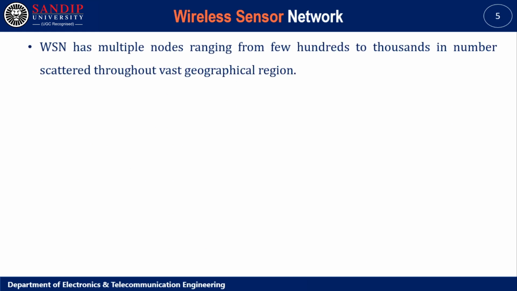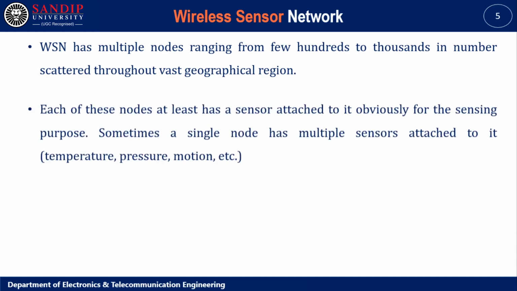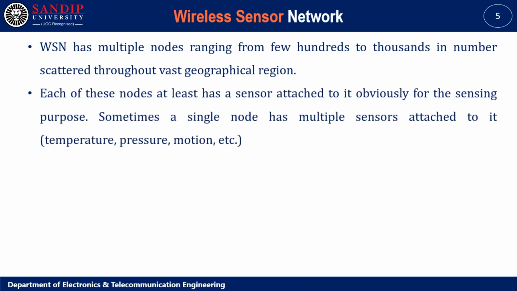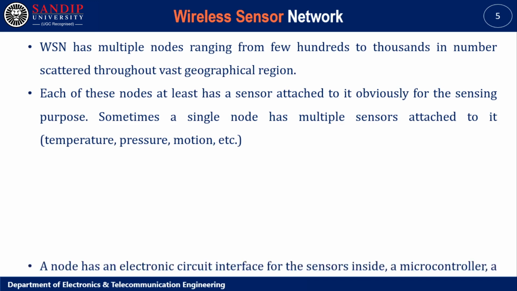WSN has multiple nodes, ranging from a few hundreds to thousands in number, scattered throughout a vast geographical region. Each of these nodes has at least a sensor attached to it, obviously for the sensing purpose. Sometimes a single node has multiple sensors attached to it, that is temperature sensor, pressure sensor, motion sensor, etc.